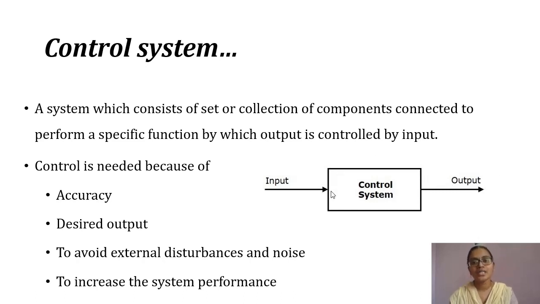A control action is needed to get an accurate result. That is, to get a desired output, a control action is needed, and also to avoid external disturbances and noises, and also to increase the system's overall performance.